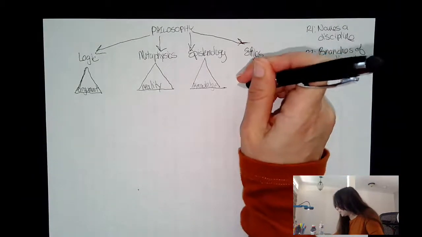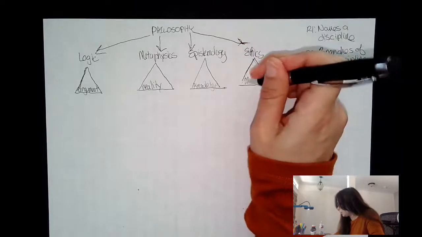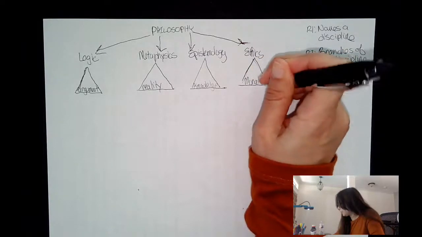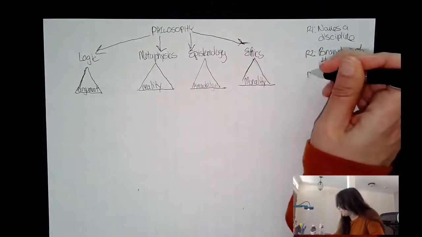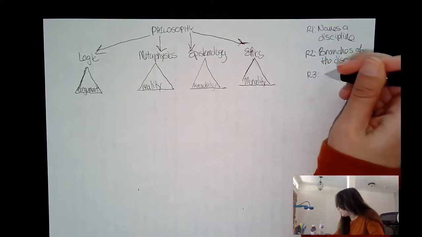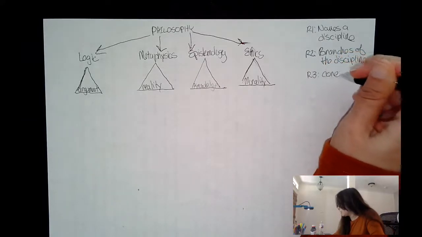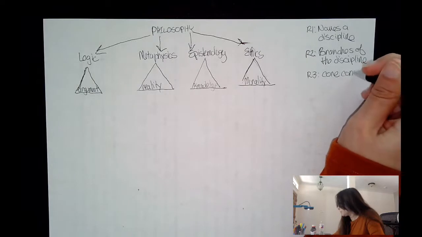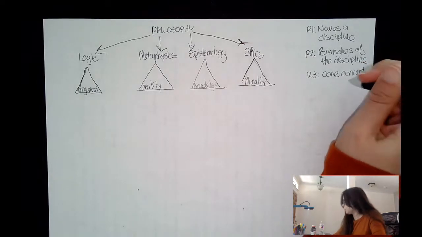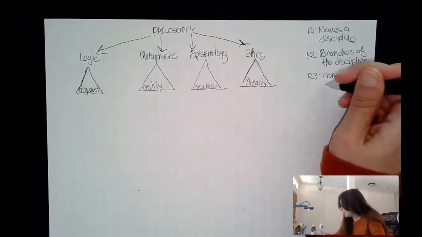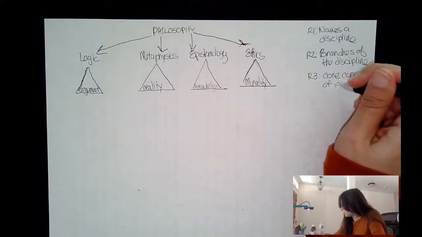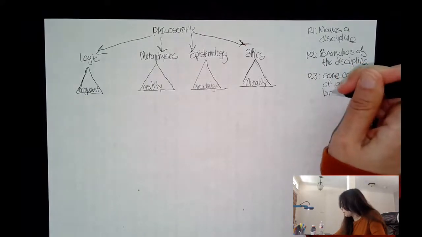Oh yeah, it's black. In ethics, we're going to put morality. Okay. So over here, put row 3, core concepts. You could also put the most important, fundamental, and powerful concepts of each branch.